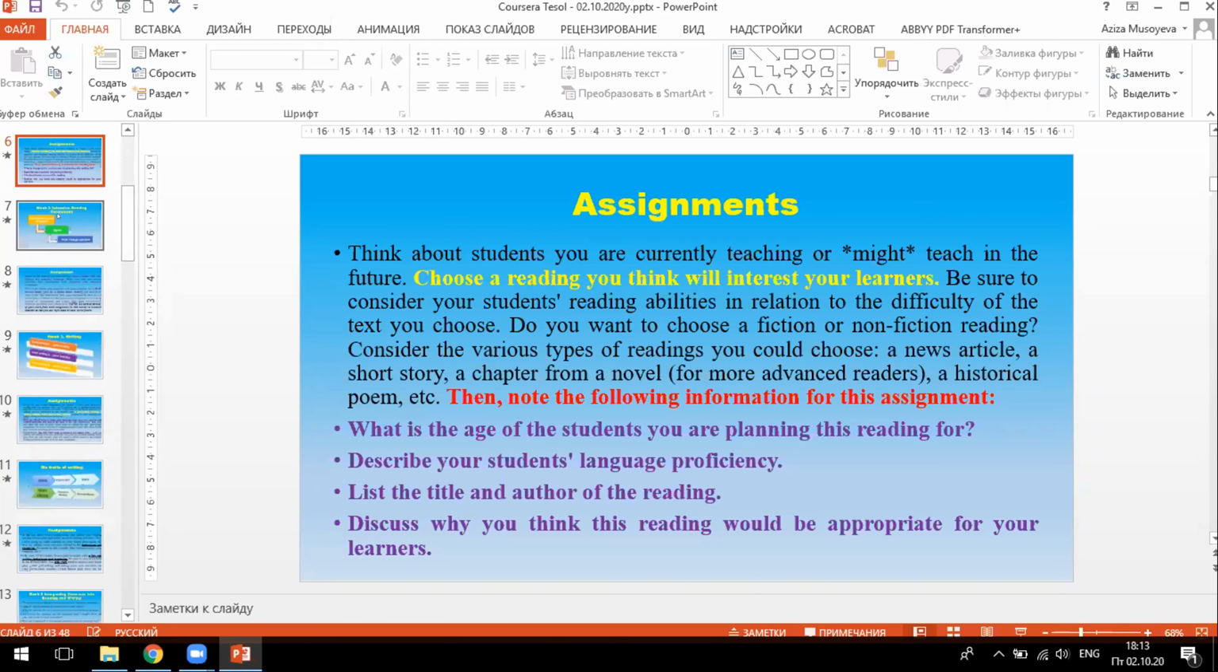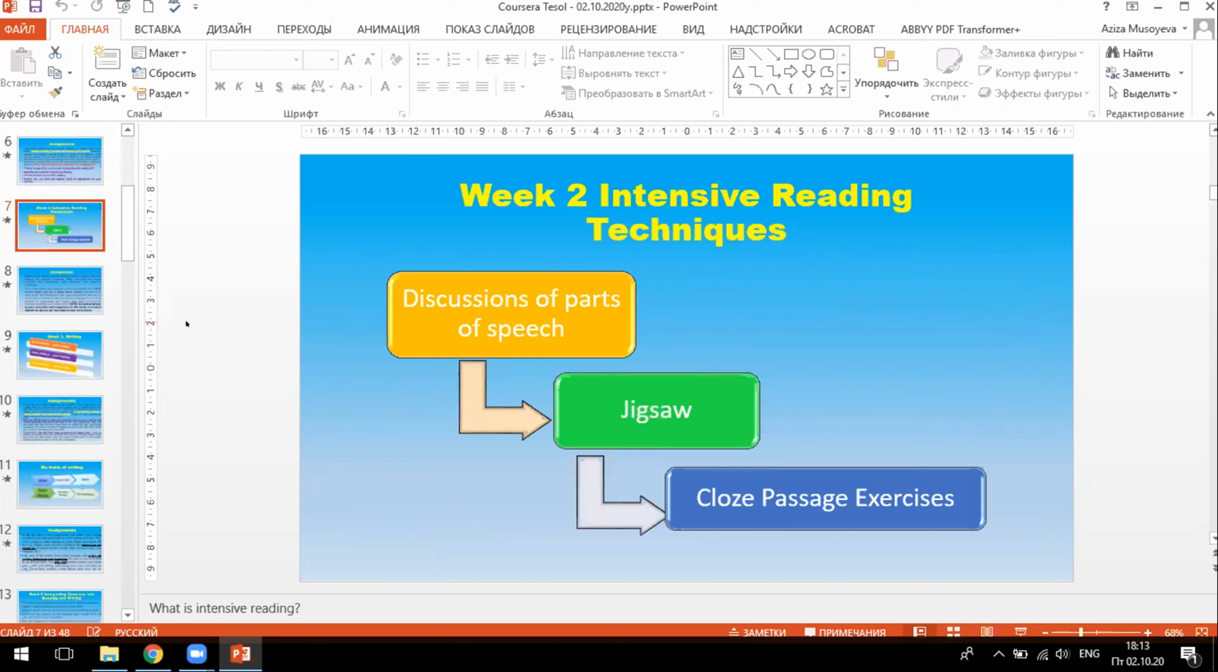And then in week 2, they are talking about intensive reading techniques. So can I ask a question? What is intensive reading, dear participants? Intensive reading is when a teacher gives students the tasks and the students read them. So intensive reading is what is scheduled beforehand, I think.